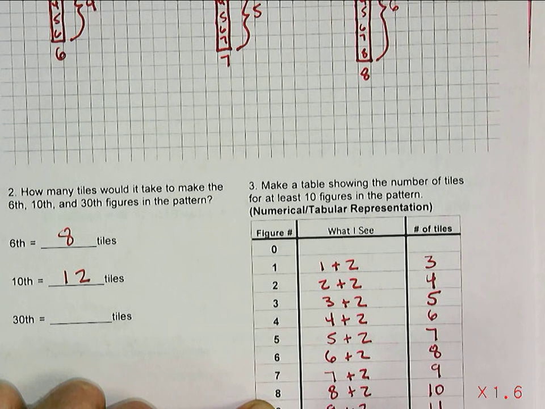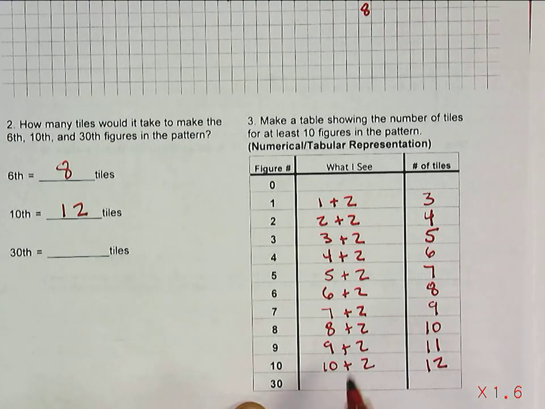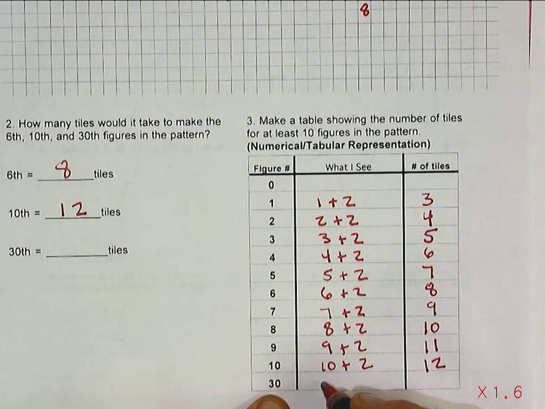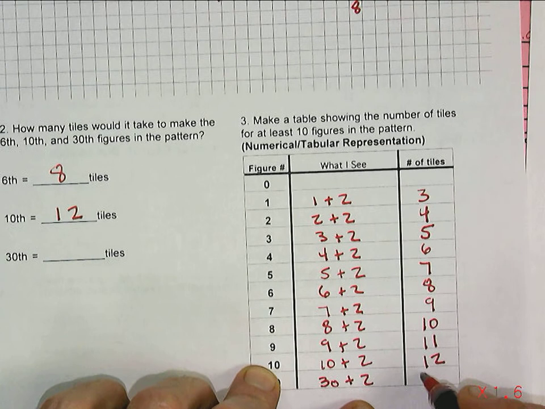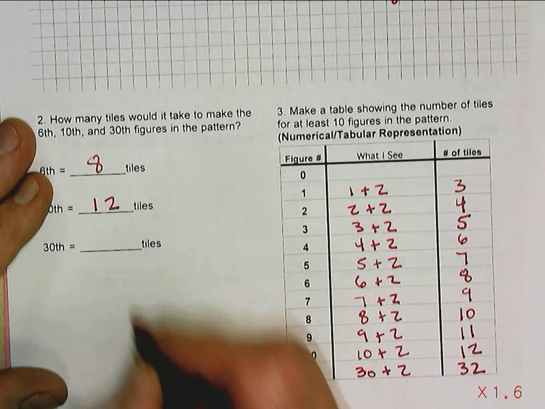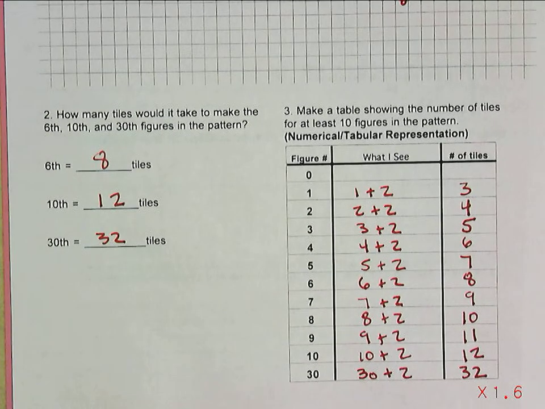So what I see helps me to figure out this 30th figure. If this is always true, that I have the figure number and 2 more, then the 30th figure should be 30 plus 2, which means it would have 32. And so now I can answer that question as well. And that helps me make that prediction.